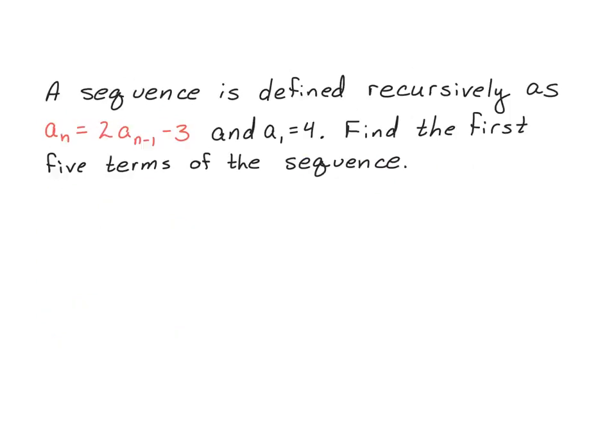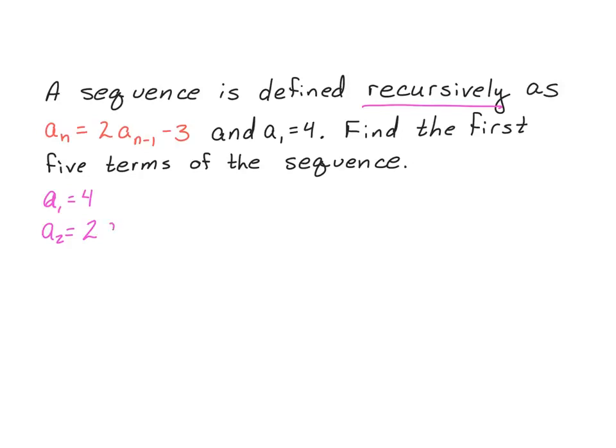So the next problem says a sequence is defined recursively this time as a sub n equals 2 times a sub n minus 1 minus 3, where a sub 1 is equal to 4, and it says find the first 5 terms. All right, well, finding the first 5 terms, the first term was already given to us, and that is 4. The second term means that your n value is going to be 2. So we've got the second term, so everywhere you see an n, you replace it with 2.